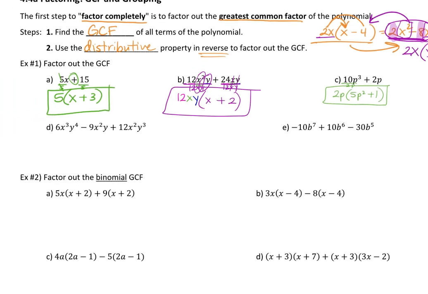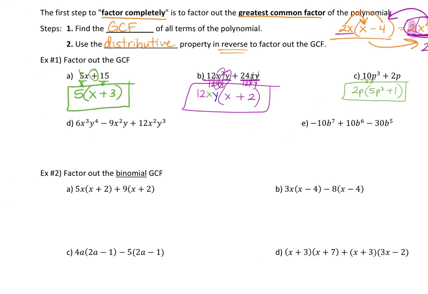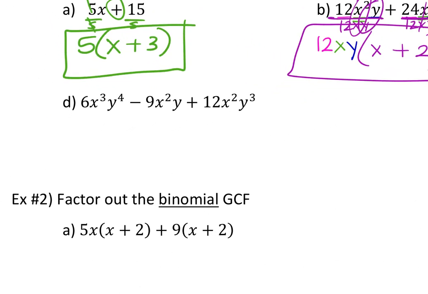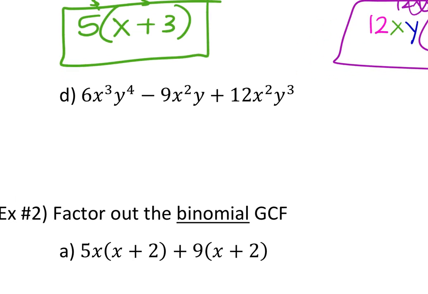Okay, this one looks a little intimidating because there's lots of things, but take it one piece at a time. Look at the numbers, look at the x's, look at the y's. It's not so bad, okay? Number-wise, what number can you factor out of 6, 9, and 12? A 3. Okay, then you have an x cubed, x squared, x squared.